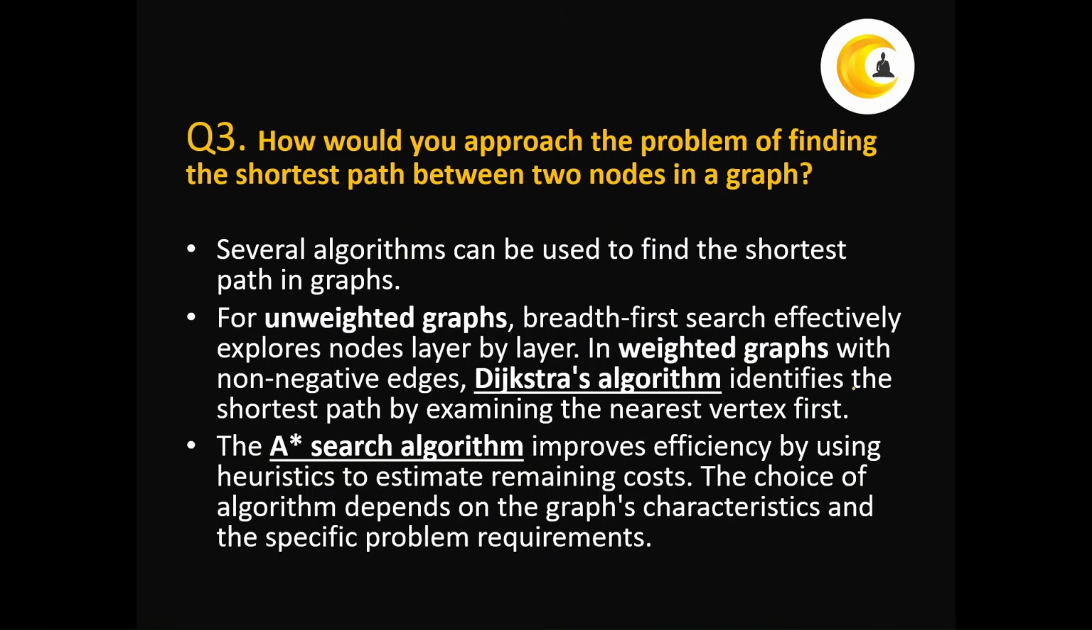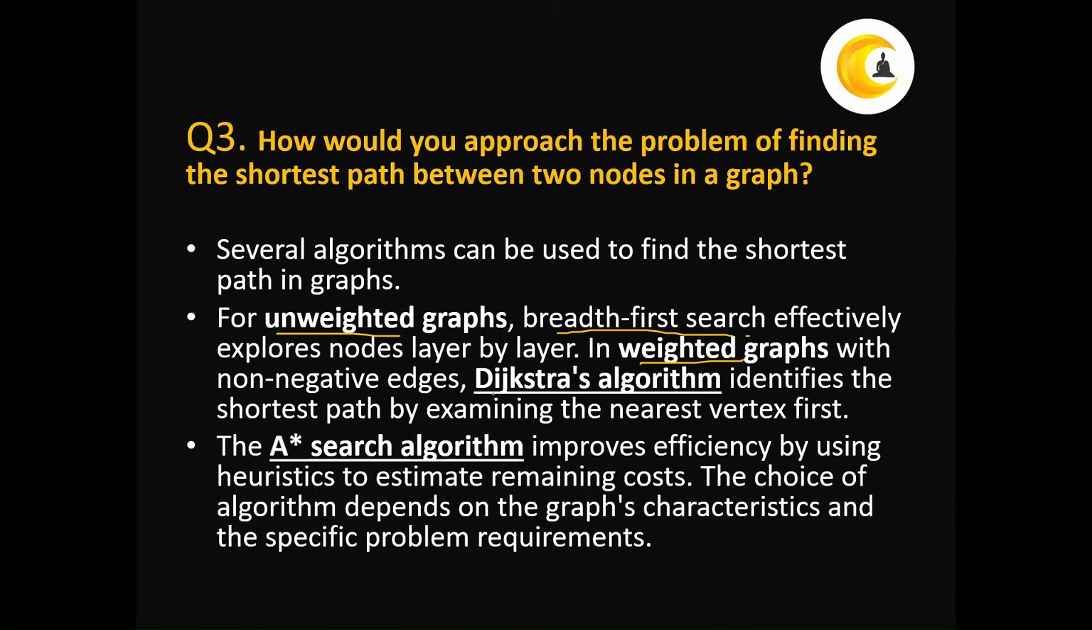Okay, moving to the next one: how would you approach the problem of finding the shortest path between two nodes in a graph? Immediately, don't just start stating the answer. Start with a conversation that there are several algorithms that can be used to find the shortest path. But for unweighted graphs, breadth first search effectively explores the nodes layer by layer. So for unweighted, you're going to use BFS.